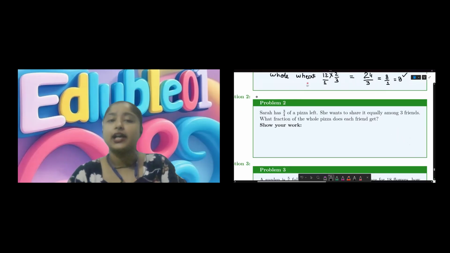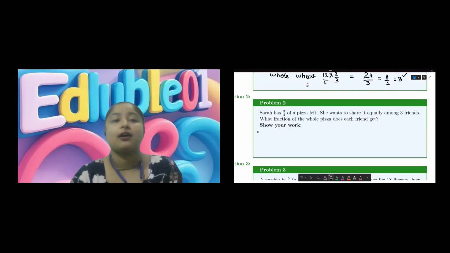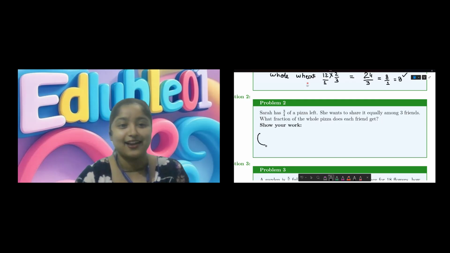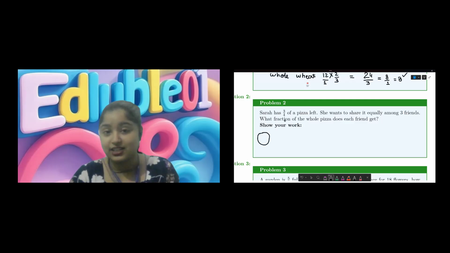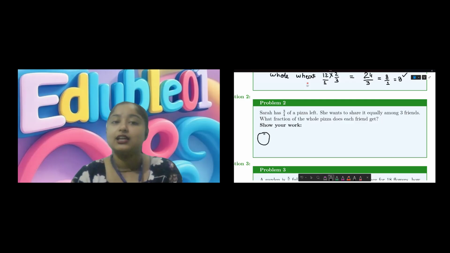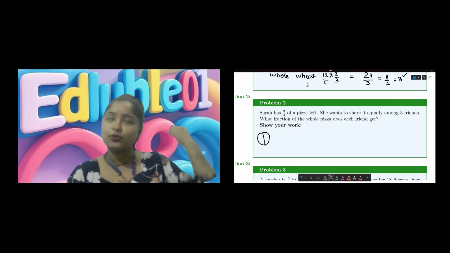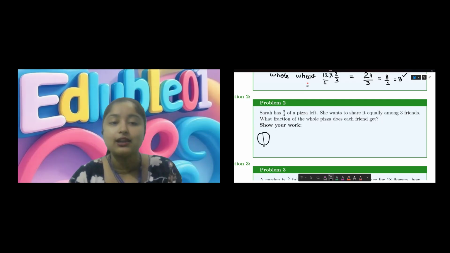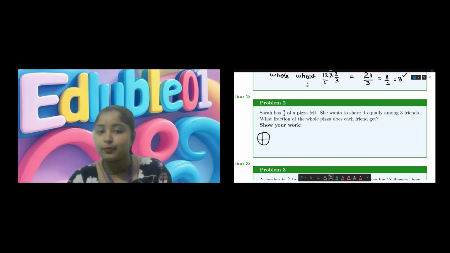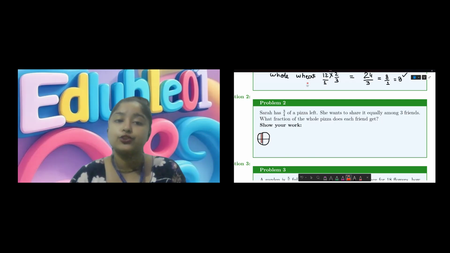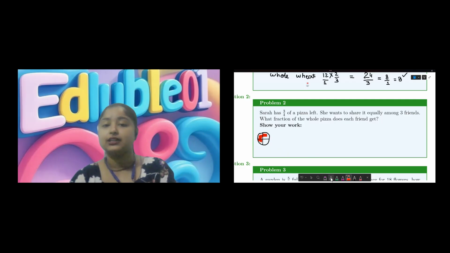So Sarah has 3/4 of a pizza. We all like pizza, and Sarah has 3/4 of a pizza left. That means you can visualize this as well. 3/4 of a pizza means there are 4 portions of pizza and she has 3 portions of it. So 1, 2, and 3. Let's say these 3 portions Sarah ate.